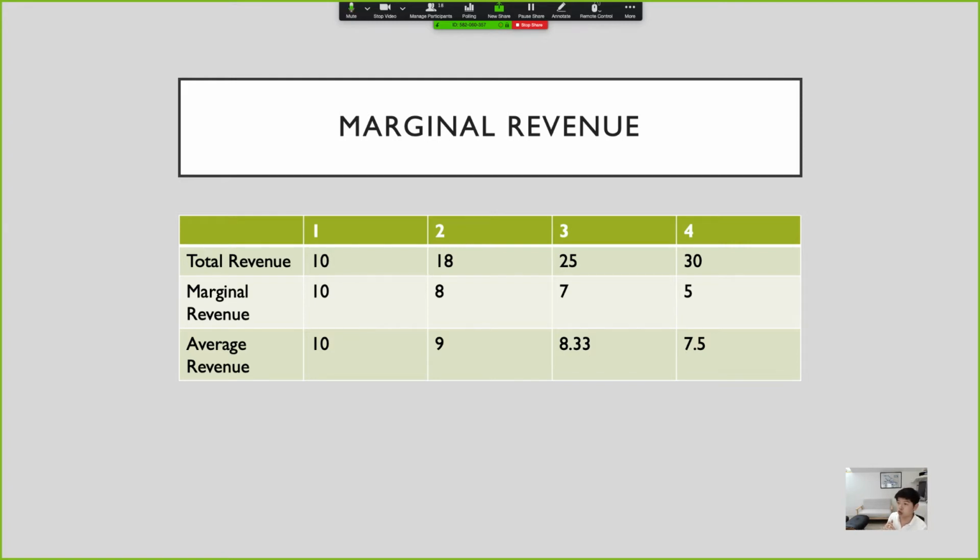If I sell 3 units, my total revenue goes up from 18 to 25. That means my extra revenue from selling the third unit is $7. If I get $30 for selling 4 units, that means my extra revenue from selling the fourth unit is 30 minus 25, which gives me 5. Okay, so you should be able to understand the concept of marginal cost and marginal revenue from these 2 slides.